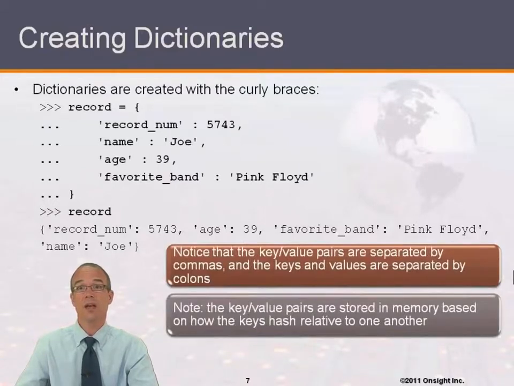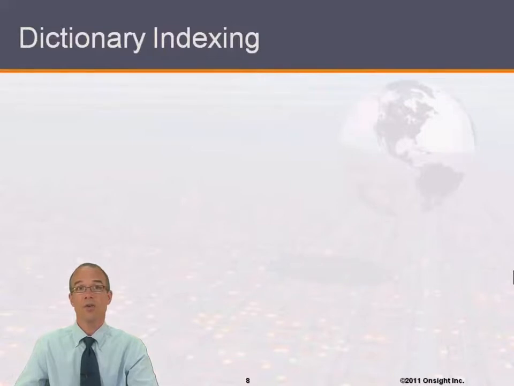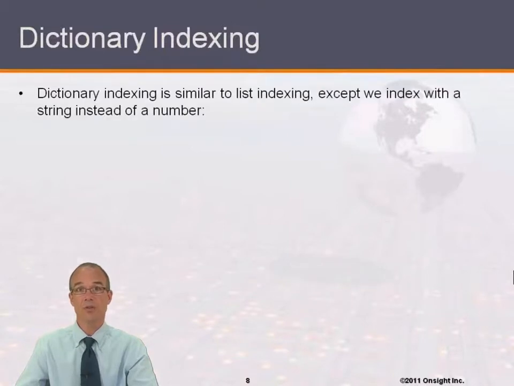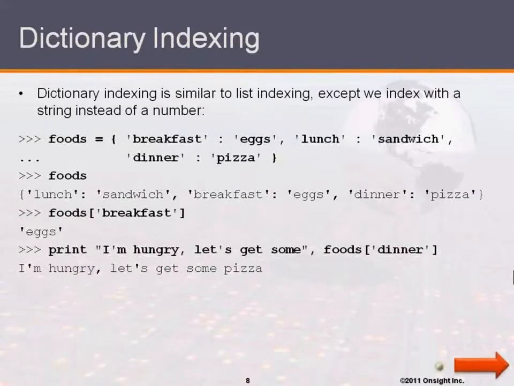So we don't ever expect an order. All right, so let's index into a dictionary. How do we do that? Same thing with a list and a tuple, except instead of a number, we use a string.